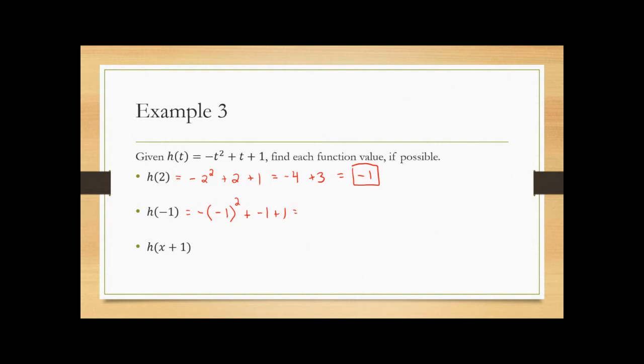So we have a negative 1 squared. That's negative 1 times negative 1. So we get a positive 1, but then I have a negative sign in front of that. So I'm actually going to get a negative 1 there. And then negative 1 plus 1 is 0. So I just have negative 1 plus 0, which gives me the same answer, negative 1.